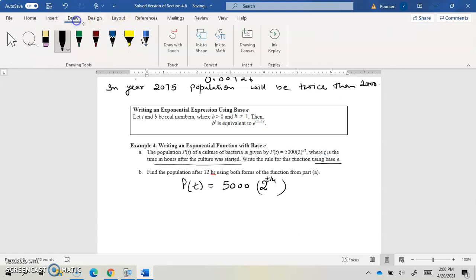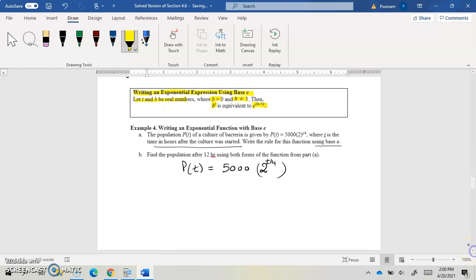Now here we have a little fact. Writing an exponential expression using the base e. If t and b are real numbers and b is a positive number and not equal to 1, then b raised to power t can also be written as e raised to power natural log of b times t, because we know that exponential and natural log are inverse functions of each other. So they are going to cancel each other. So we're going to be left with b raised to power t.